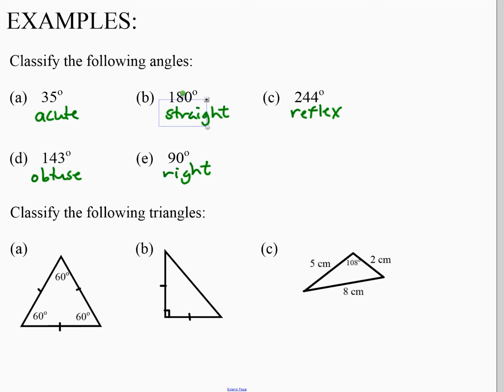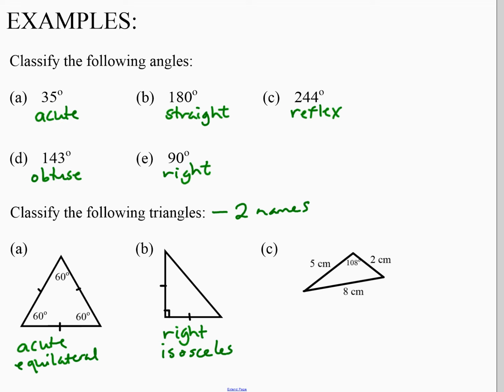In classifying the triangles, remember we need two names. We need a name by side length and a name by angle. So this one is called an acute equilateral triangle, or you could call it an equiangular and equilateral triangle. This one is called a right-angled triangle and also isosceles, because of the two dash marks, two sides are equal. This one has one obtuse angle, so it is called obtuse. And then it has no equal sides, so it's called an obtuse scalene triangle.